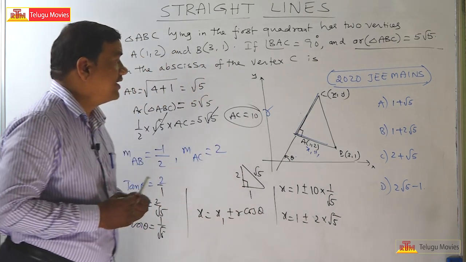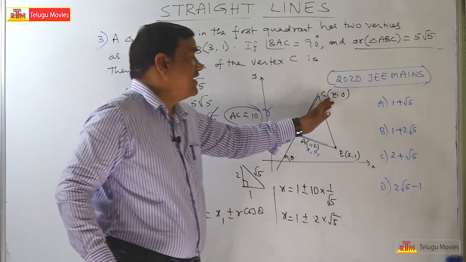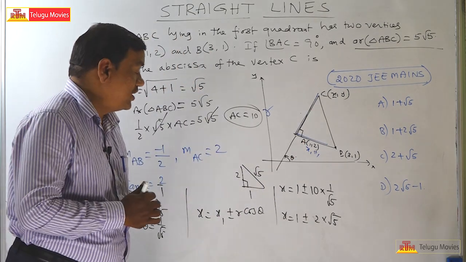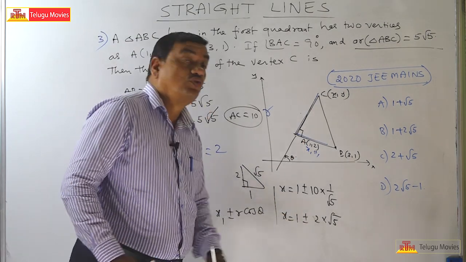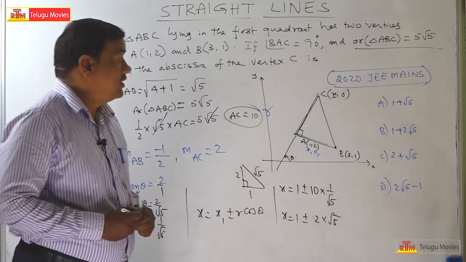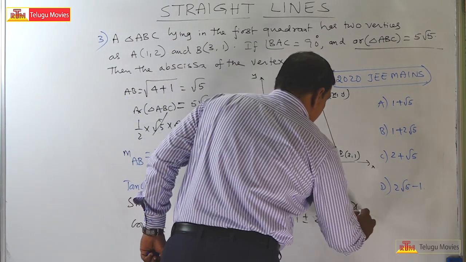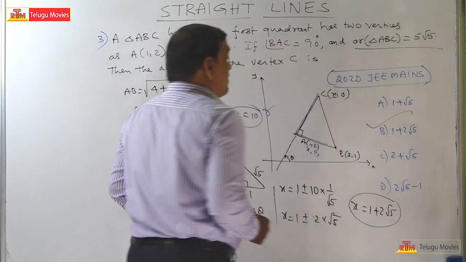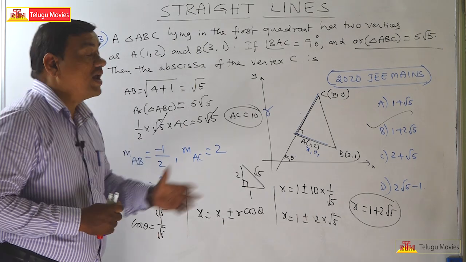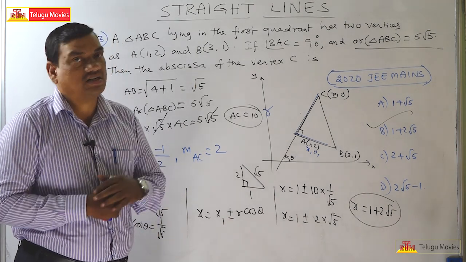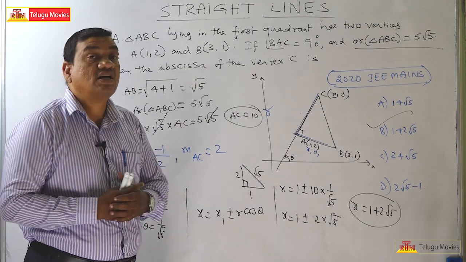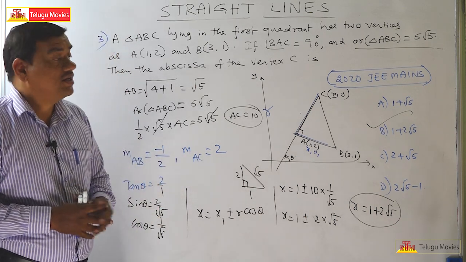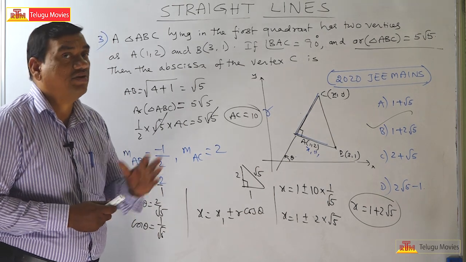If you observe here, he is saying that the total triangle is in the first quadrant. So if you take 1 minus 2 root 5, that will be a negative quantity. That's why you have to take x is equal to 1 plus 2 root 5 only. Therefore, option B, x is equal to 1 plus 2 root 5, is the correct answer. This is a somewhat conceptual question. If you think creatively, the solution of this problem is very, very easy.